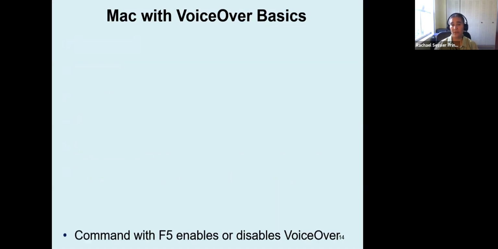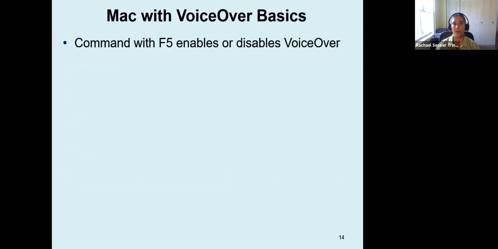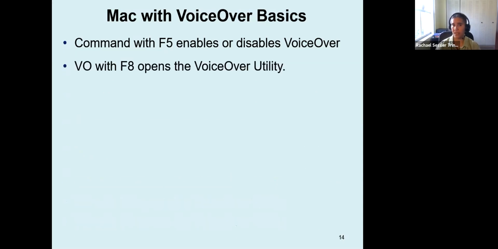Mac with VoiceOver, just some basics. So to start VoiceOver on a Mac OS computer, not iOS, the command to start it would be Command with F5, and that enables or disables. So it's a toggle, just like Control Windows Enter turned Narrator on or off. Command with F5 turns VoiceOver on or off on a Mac. VoiceOver F8 will open up the VoiceOver utility, and that's where you could adjust all of the Mac settings.